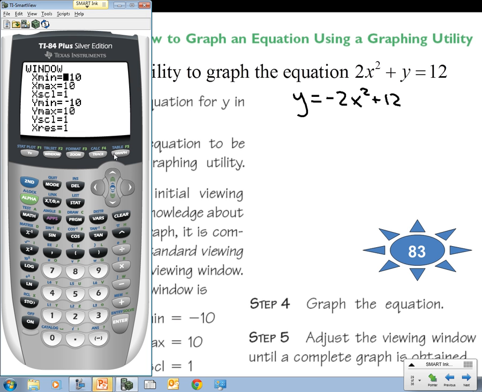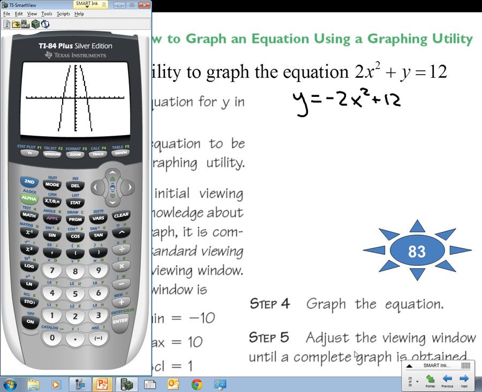All right, step 4 is graph the equation. So we go over here, graph, and we hit that button. And here comes our graph. All right. So x squared is going to be a parabola. It's opening downward, so we've got that. We need to adjust our viewing window until a complete graph is obtained. Notice the top here isn't in there.